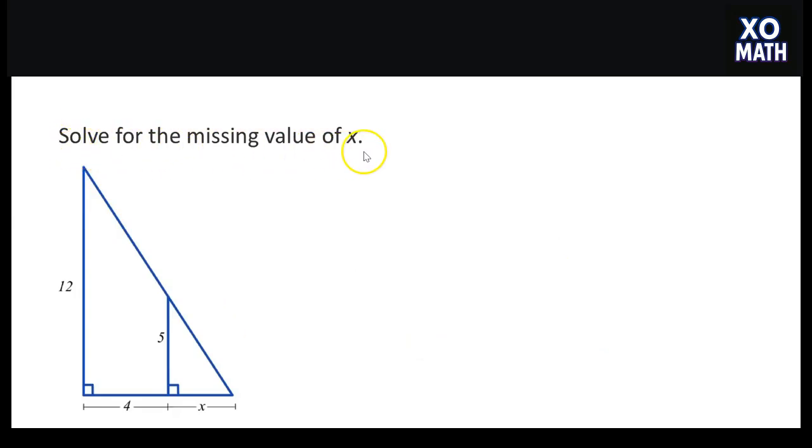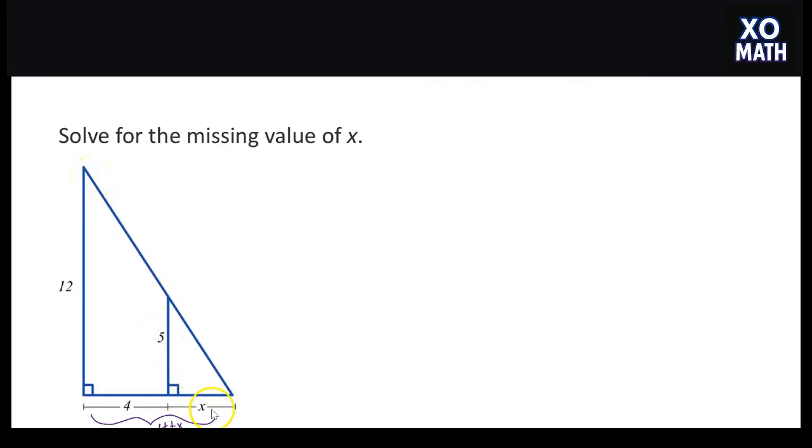Let's solve for the missing value of x. In the diagram, I have nested triangles. I have a smaller triangle with a base of x and a height of 5 that's inside of a bigger triangle with a base of 4 plus x and a height of 12.